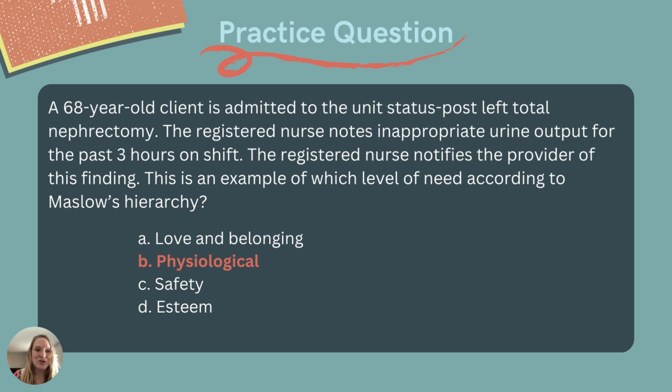So the correct answer here is actually B, physiological. Input, output, and elimination are among those most basic needs a human should fulfill in order to stay alive. These are physiological functions. This type of need is the highest priority as a registered nurse, as we need a minimum of 30 milliliters of urine output an hour to be considered adequate and safe for our client's kidney function. Since that wasn't met, we definitely need to address this issue.